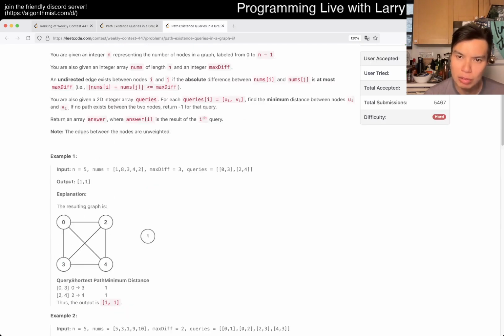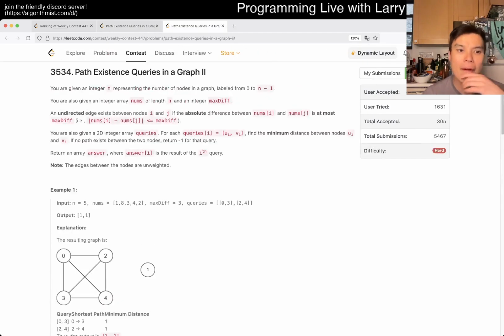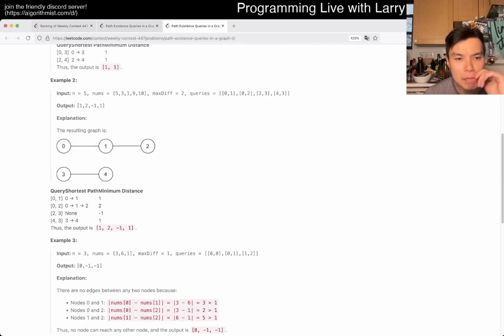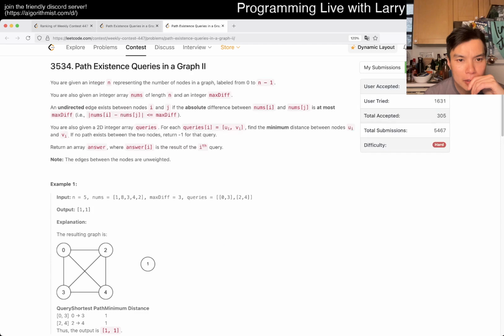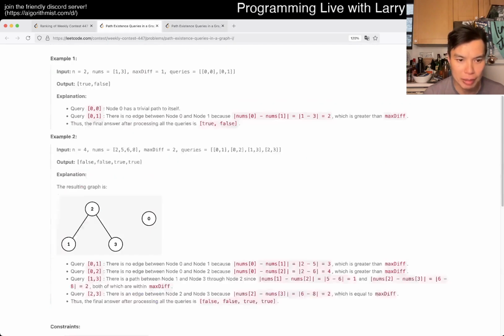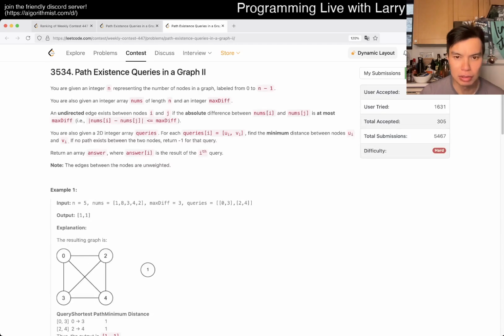Is it that hard though? I'm confused. Maybe. Oh, minimum distance, not a boolean. Okay, so that makes sense. I was like, it's the same idea if it isn't the thing, but in the distance part. Okay, distance part makes it a little bit trickier.